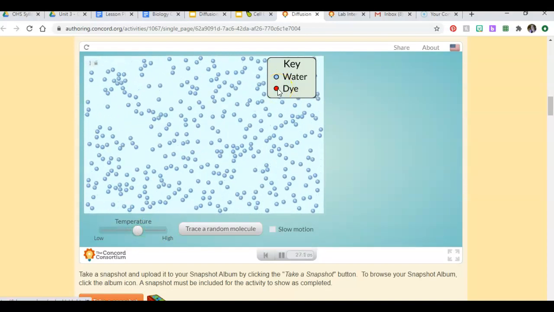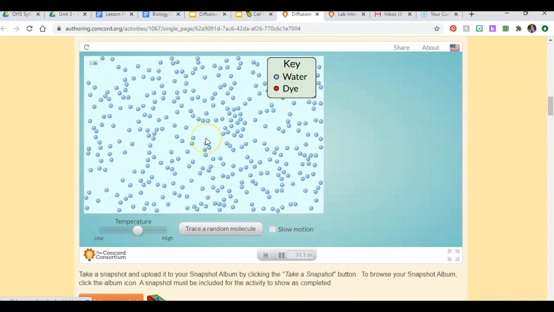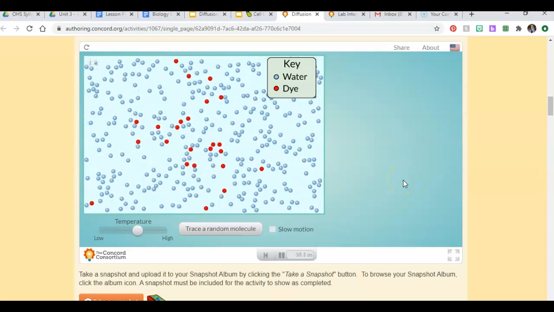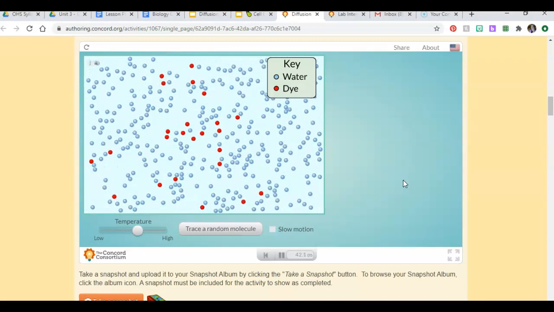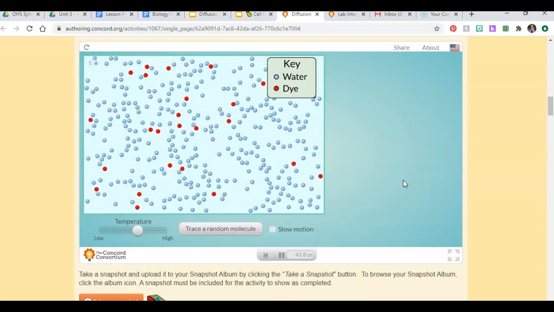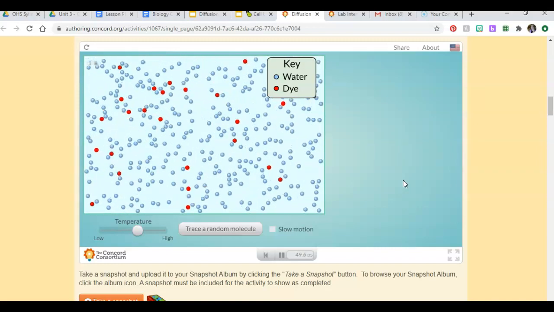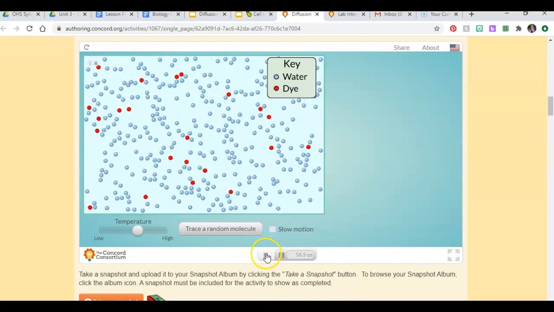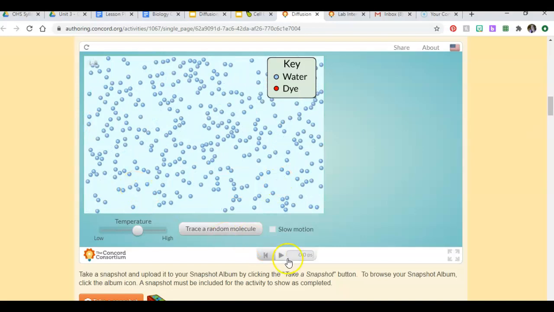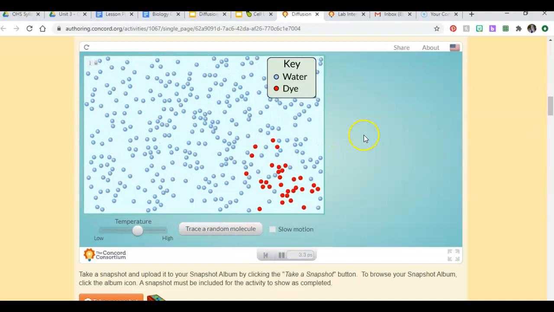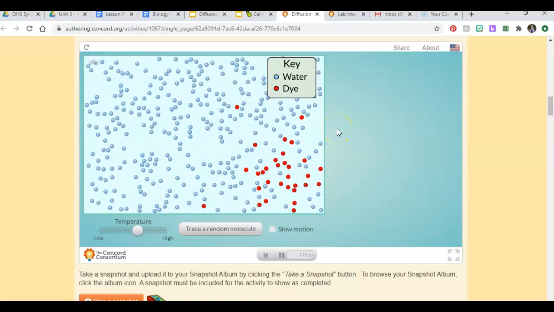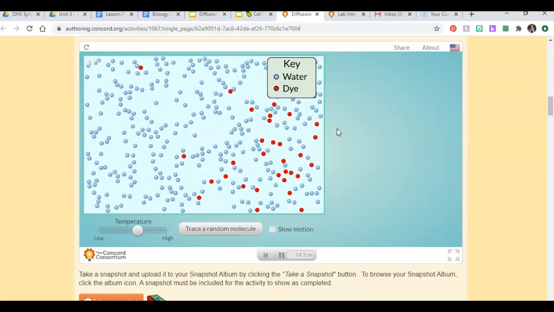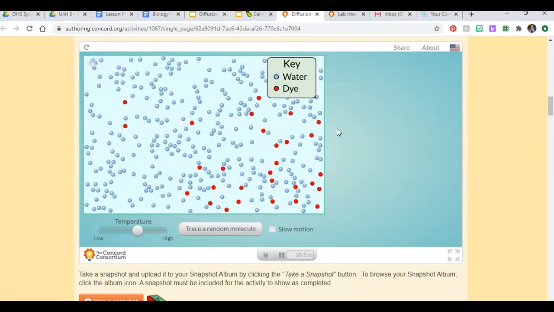Now I'm going to add a drop of dye. So think of this as like food coloring. So I'm going to click and add a drop. Notice now we've got red dots. What's happening to those red dots? Are they staying in the same place? They're not, right? They're spreading out. So what I want to show you is that anytime, no matter where I click and add this dot of food coloring, eventually they're going to spread out. And what do we end up with? When they spread out, eventually they're going to become kind of evenly distributed.